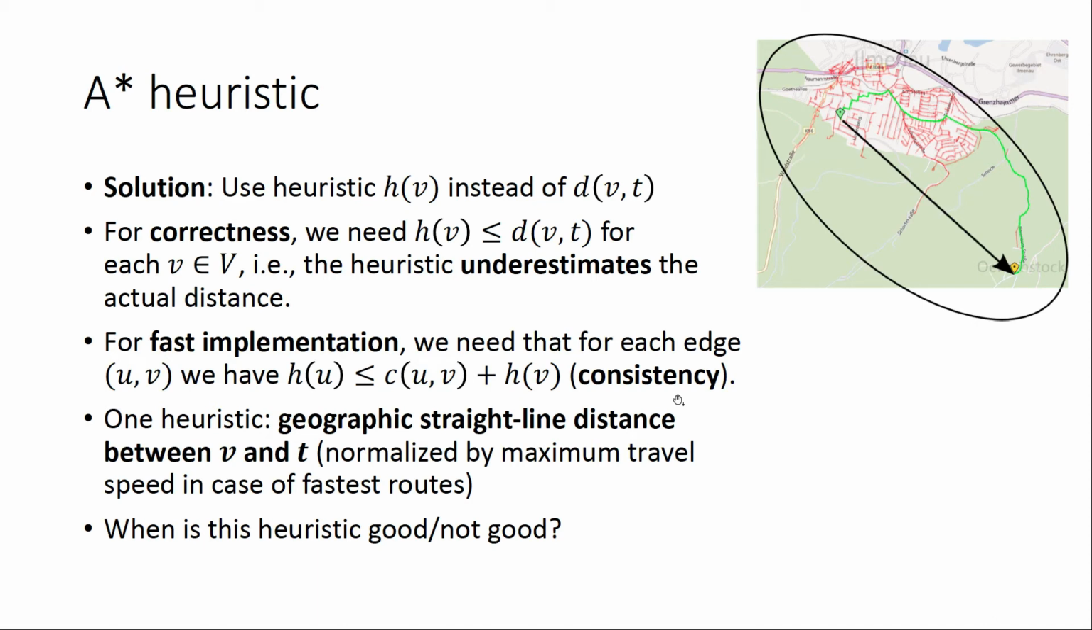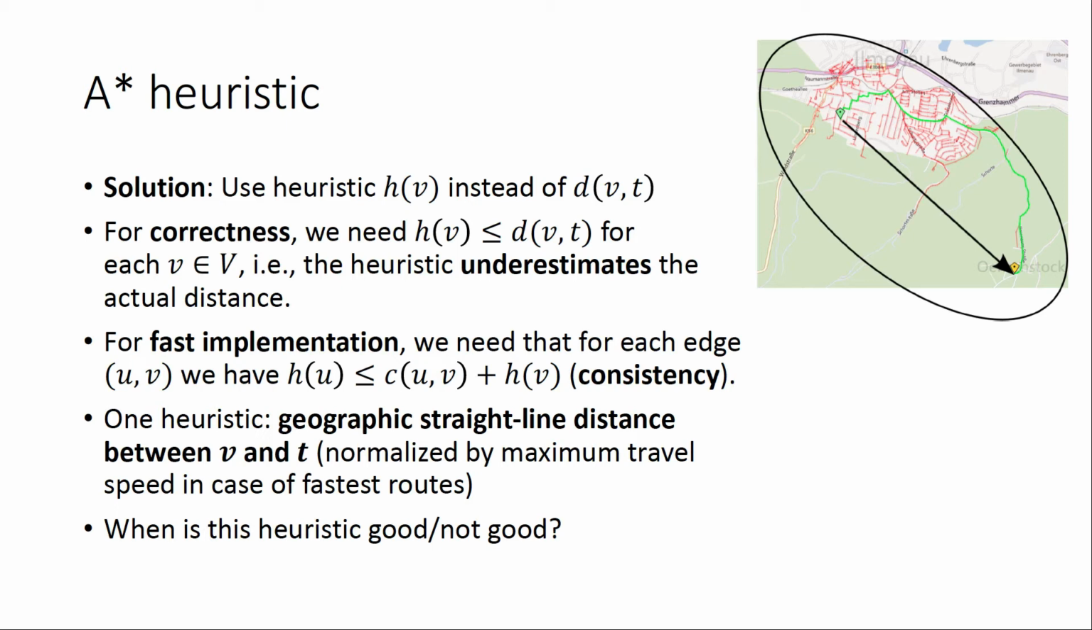So if you see an edge, u to v, it must hold that these heuristic values, that h of u is at most this weight plus h of v. So this condition has to hold for every single edge. Then it's called consistent. And there's a reason why you need this consistency. The question is, what could such a heuristic be?